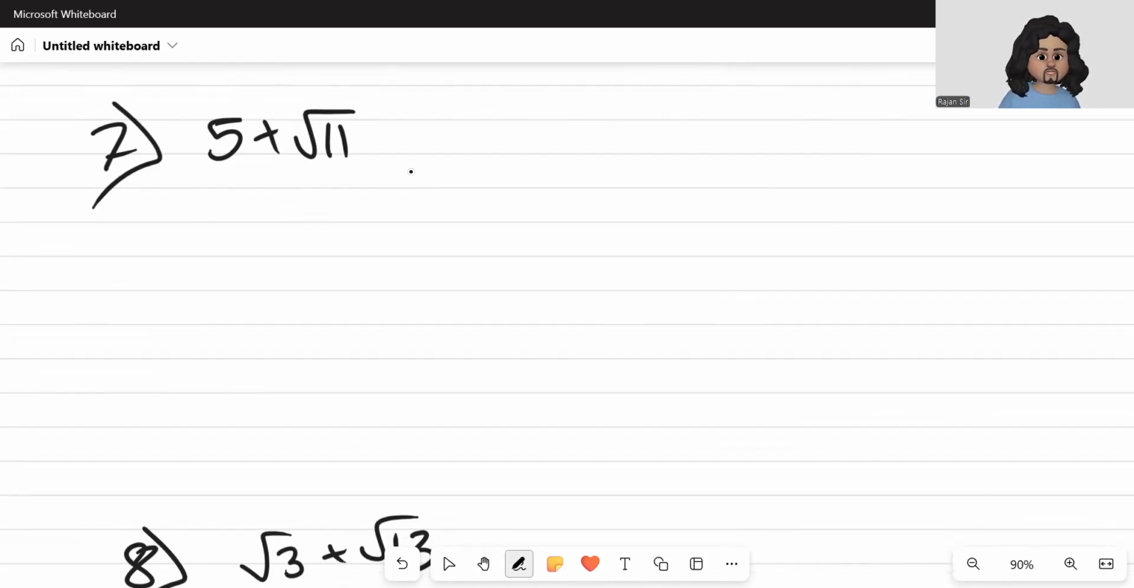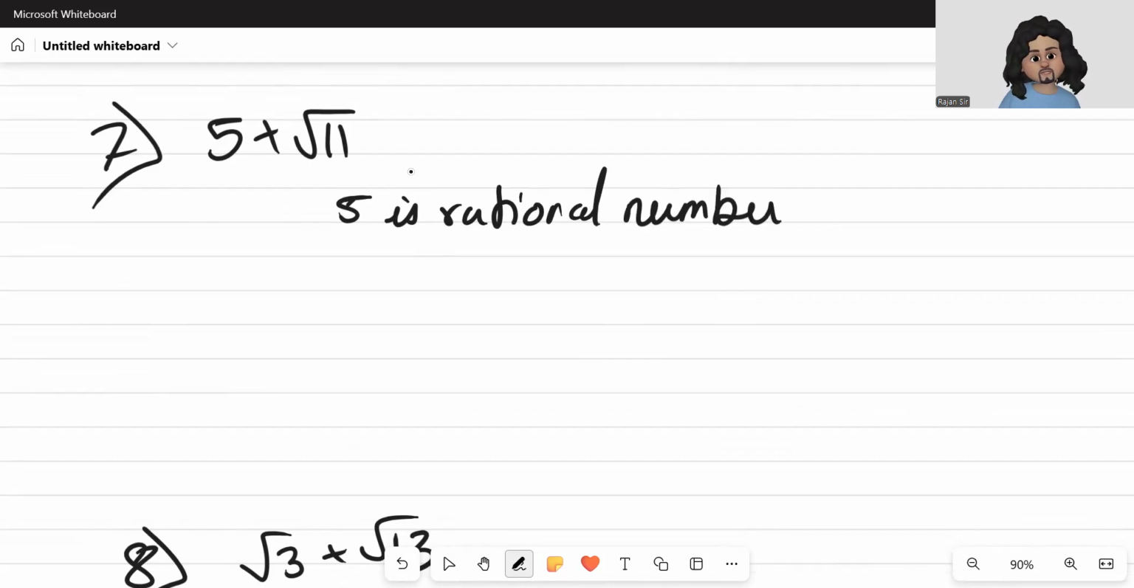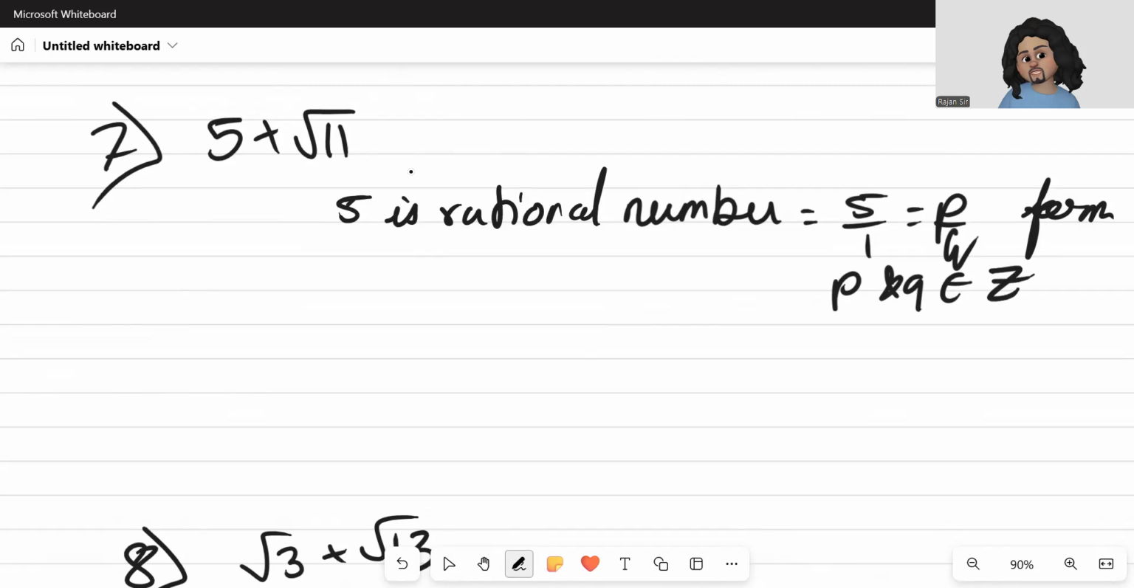Now 5 plus root 11. So you can say 5 is a rational number. That means 5 can be written as 5 by 1, which is p by q form, where both p and q belong to Z, and q is not equal to 0. Okay, so there's no problem with the 5, but root 11 is an irrational number.